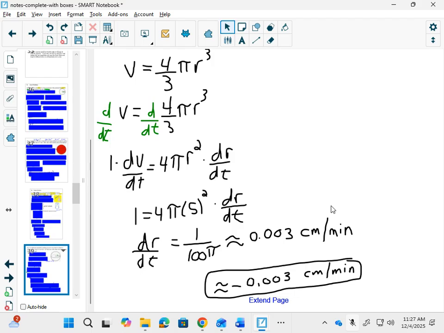It is not melting super fast. The radius is not changing super fast at this moment.